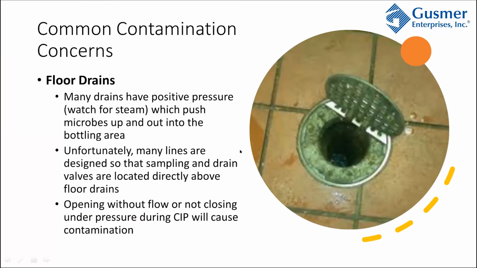So drains. These are ugly guys. Many drains have positive pressure, which can produce steam, which will push all the bacteria that's in the drain all over your equipment. Unfortunately, many lines are designed so that sampling the drain valves are located directly above the floor drains. So opening without flow or not closing under pressure during CIP will cause contamination.